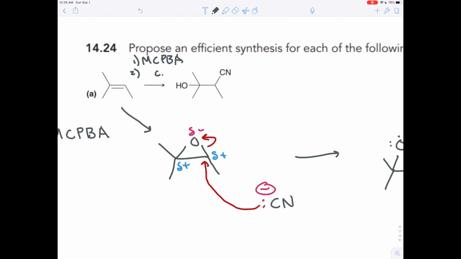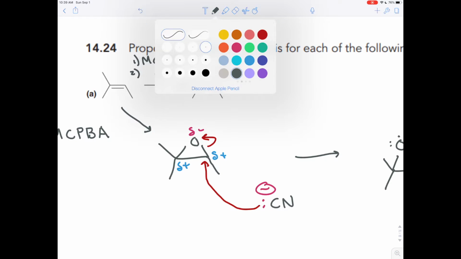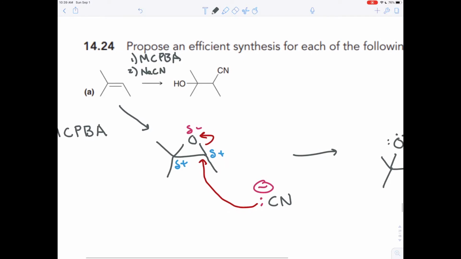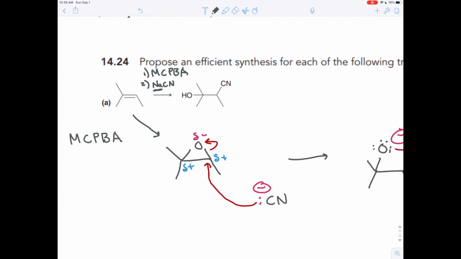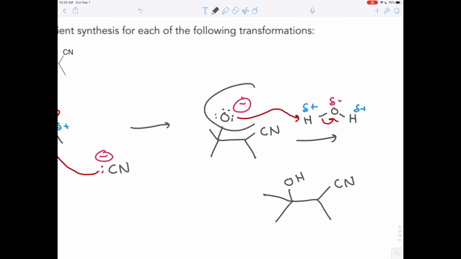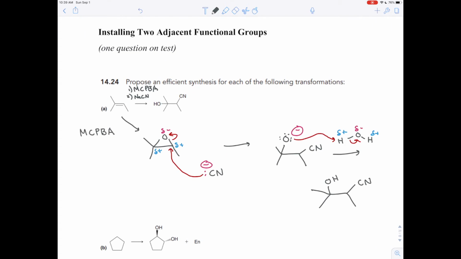Now you could just write this, but most of the time, instead of writing something with a charge, they'll write this with a metal, something like sodium or potassium. That metal has such low electronegativity, it gives its electrons to the CN, and you end up with the CN with the negative charge. And then last but not least, just to add that extra hydrogen onto the oxygen there, you'd want to make sure to add H2O.